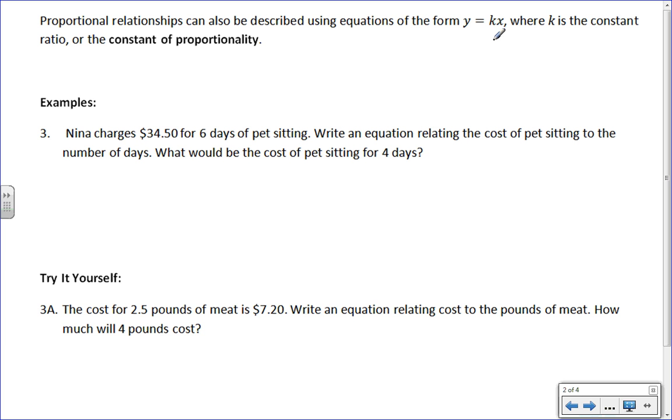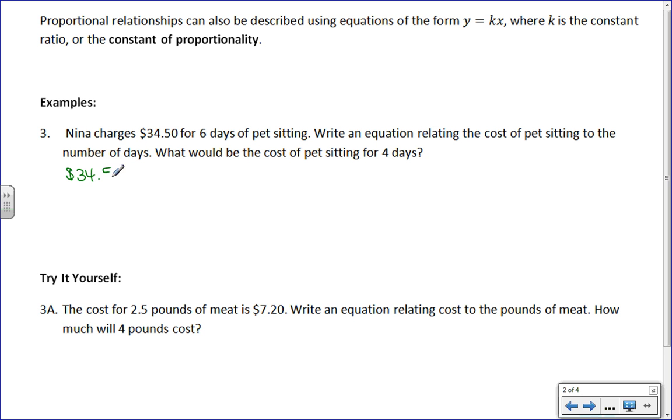It says Nina charges $34.50 for 6 days of pet sitting. Write an equation relating the cost of pet sitting to the number of days. What would be the cost of pet sitting for 4 days? Okay, so just like we did in section 6.2, where we wanted to find a unit rate, we're going to want to do that for this also, because we want to know how much she charges per day. We know how much she charges for 6 days. We want to know how much she charges per day, or for 1 day. So let's start by finding that.